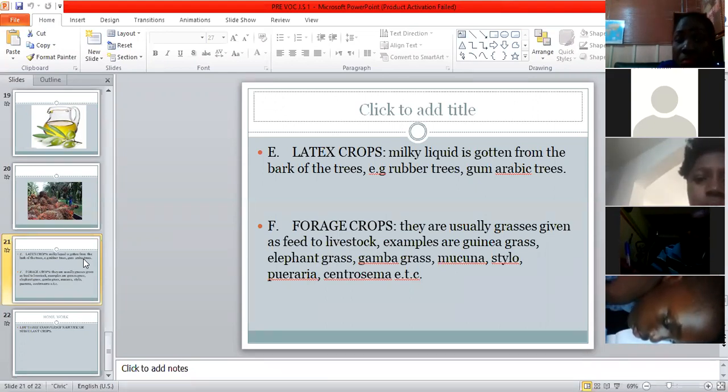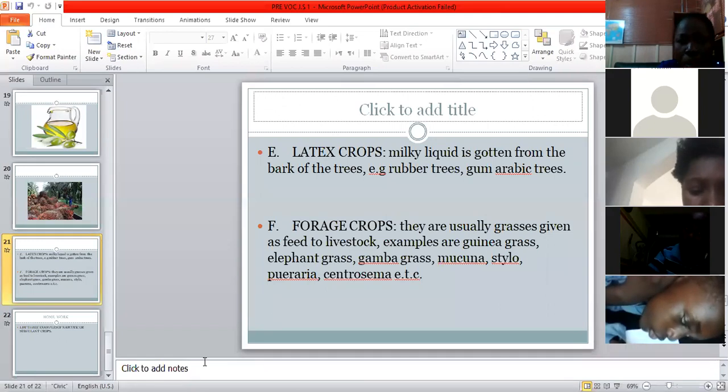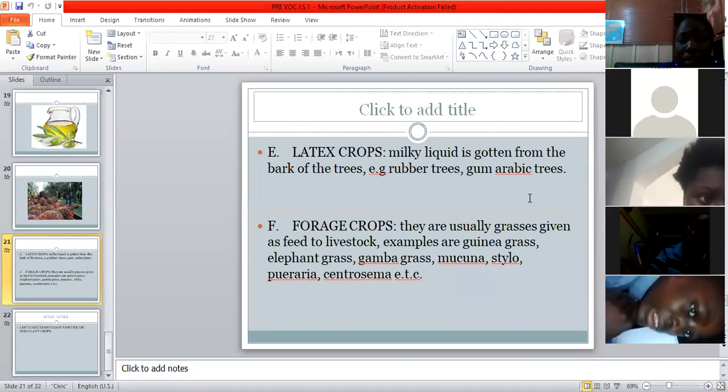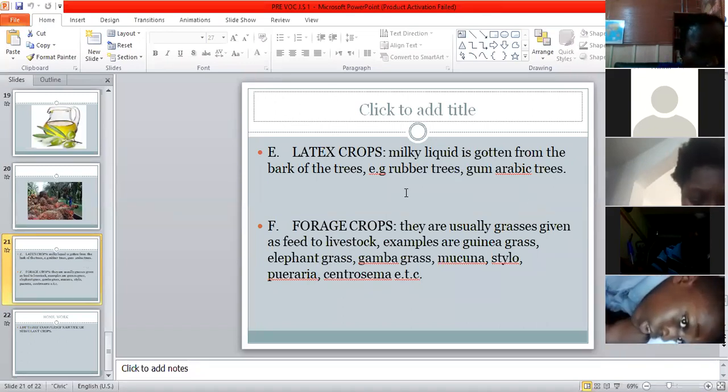Tires of vehicles, your plastic bucket, your plastic plates are all made from the milky liquid that is gotten from rubber trees and also gum arabic trees.